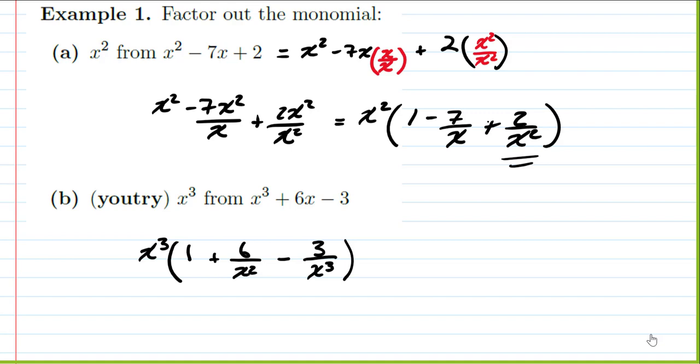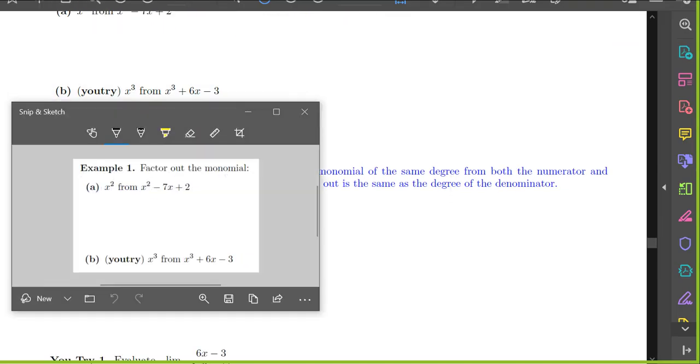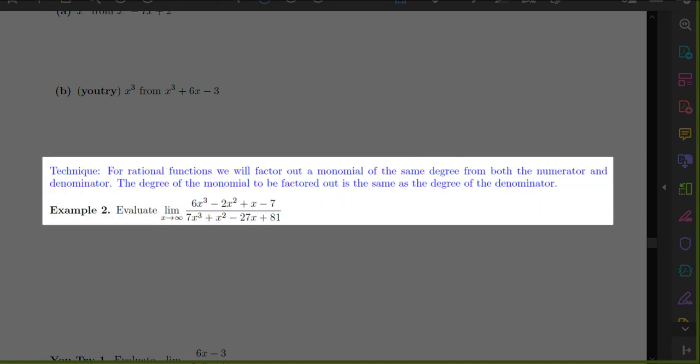And that would be what our factorization would look like if we factored out the monomial x cubed. All right. So I know that looks a little funny, but we'll see why we want to do that shortly.